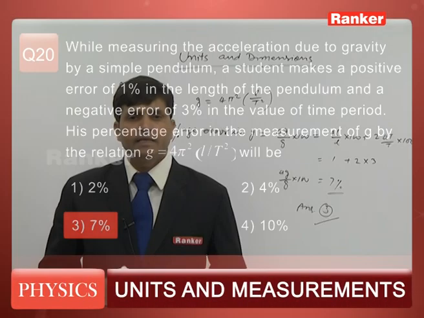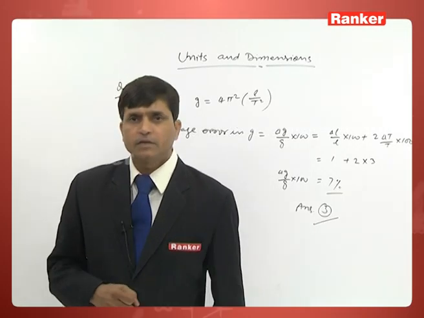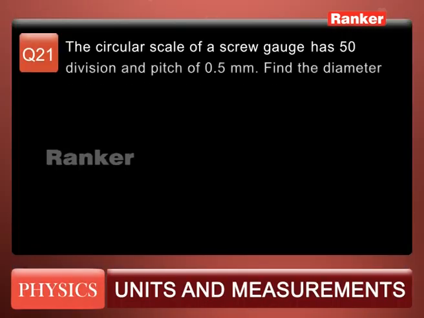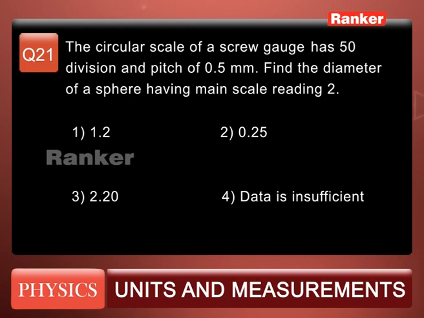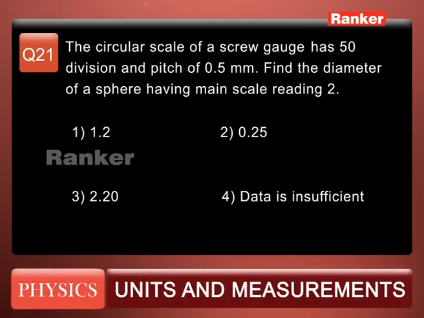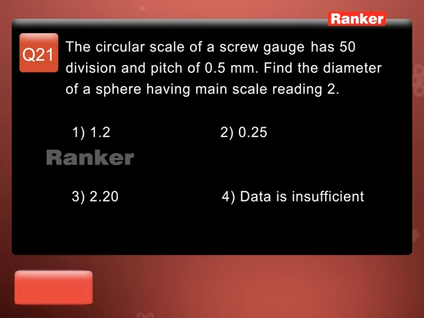Now come to the next problem, question number 21. The circular scale of a screw gauge has 50 divisions and pitch is 0.5 millimeter. Find the diameter of a sphere having main scale reading 2. Option number 1 is 1.2, option number 2 is 0.25, option number 3 is 2.20, and option 4 is data is insufficient.